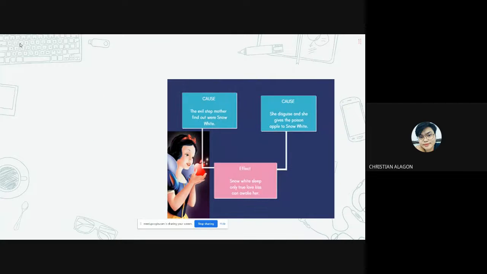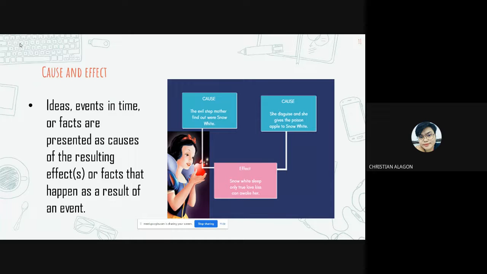So what is that third? Is that Snow White? Yes, it is. So what is cause and effect? As you can see, the next one is cause and effect. In cause and effect, ideas, events in time, or facts are presented as causes of resulting effects, or facts that happen as a result of an event.